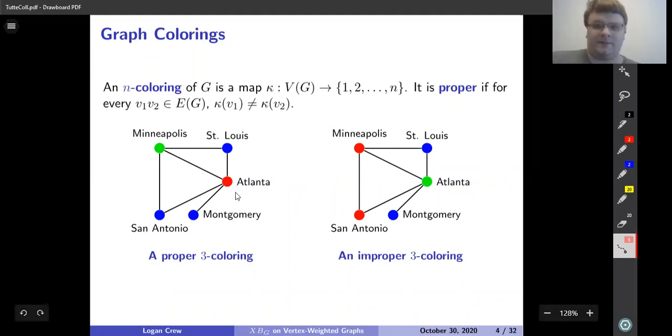Colors are usually represented by actual colors in graphs. So on the left here is a proper 3-coloring of this graph using blue, red, and green, and there is no edge that connects any two vertices that got the same color. Over here on the right is an improper 3-coloring because there is an edge at which the two endpoints got the same color.